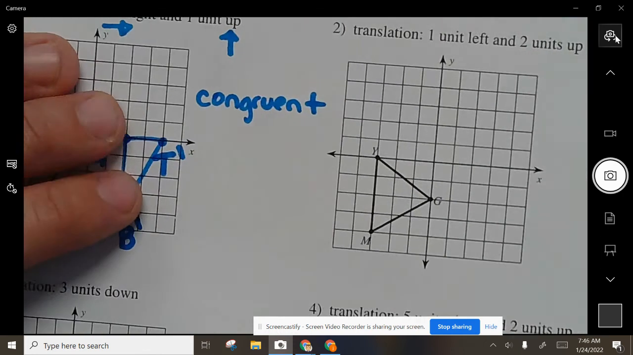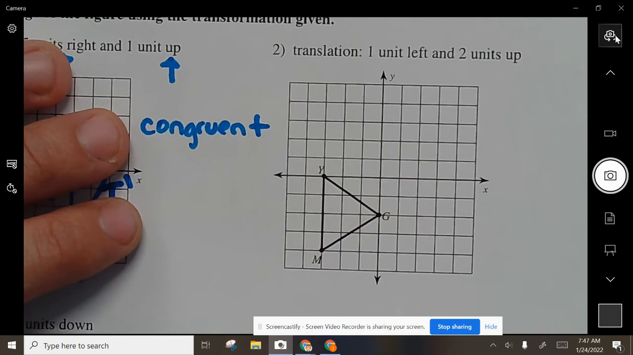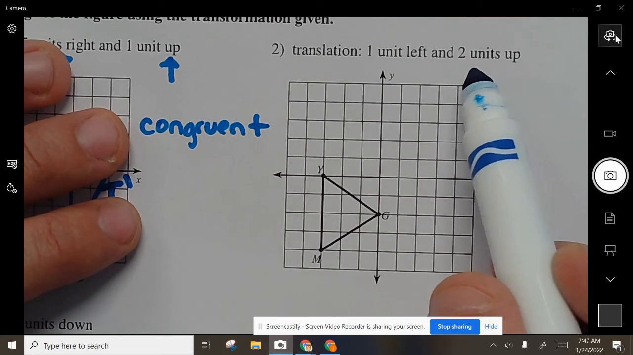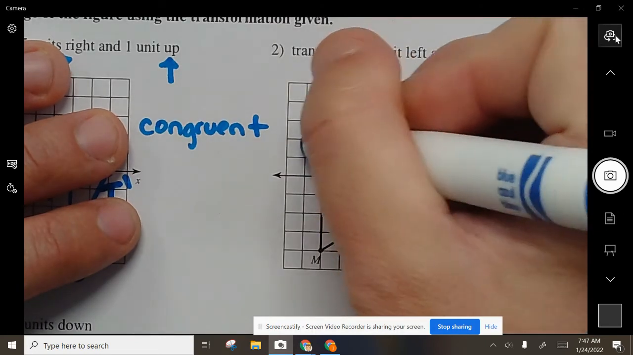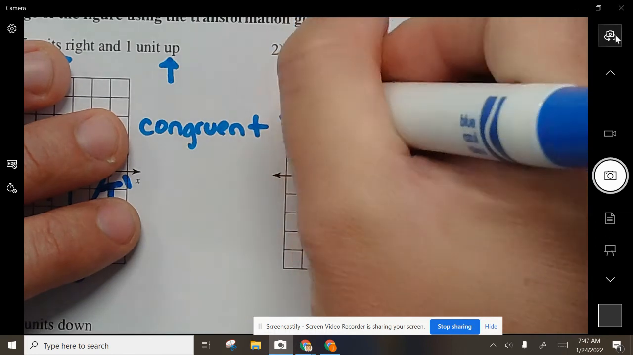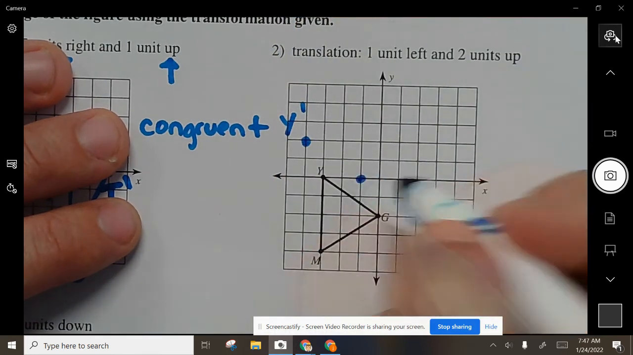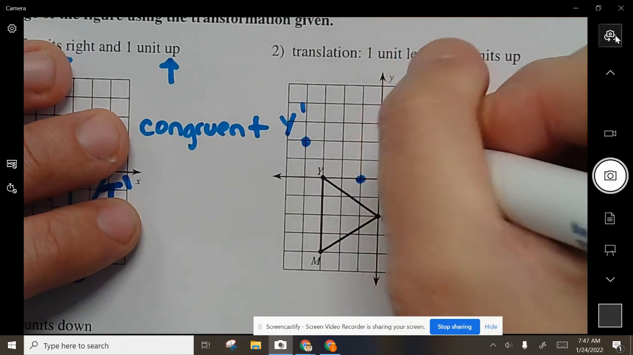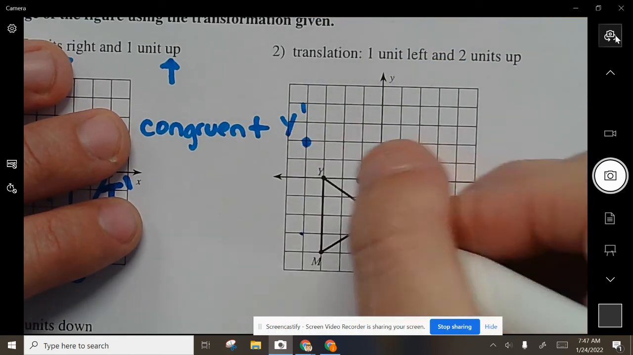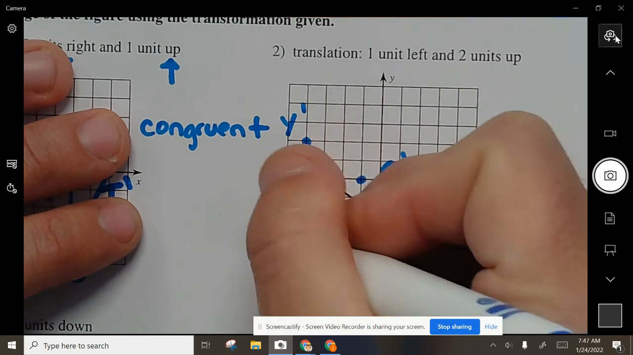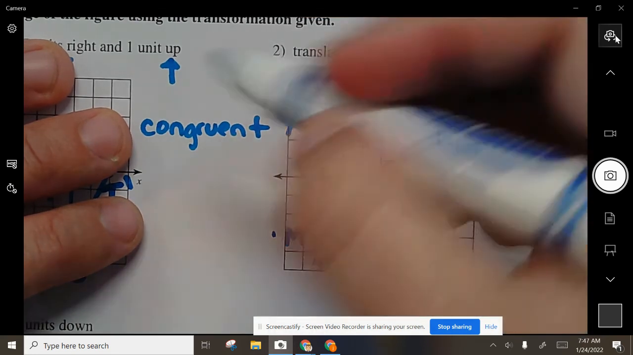All right, next one. 1 unit left and 2 units up. All right, do the same thing with this one. 1 unit left, 2 units up. That's where the new Y is going to be. 1 unit left, 2 units up. That's the G. 1 unit left, 2 units up. Oh, did I mess up there? No, yeah, 1 left and then 2 up. I almost messed up there. All right, you got to take your time on this. And then draw your new triangle.